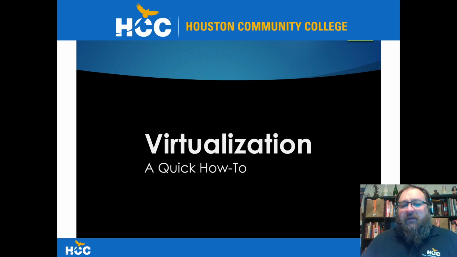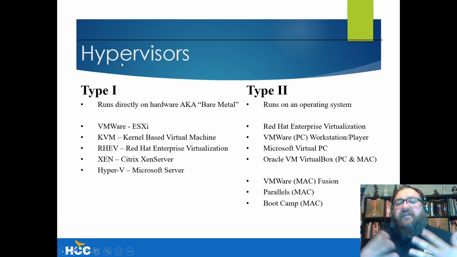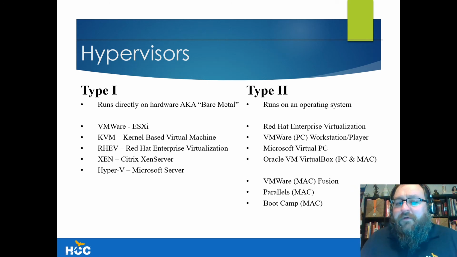So the first thing we want to talk about real quick is the types of hypervisors there are for virtualization. Type 1 and type 2. So we've got type 1 runs directly on the hardware. It's typically called bare metal. It's its own operating system. It doesn't load into Windows or Linux or other things like that. Examples of that would be VMware ESXi, KVM, RHEV, Xen, or Hyper-V.